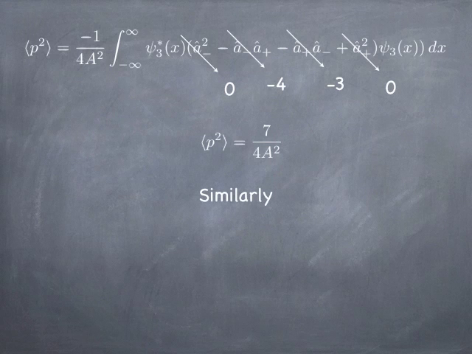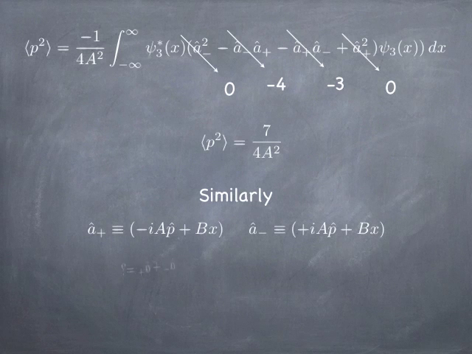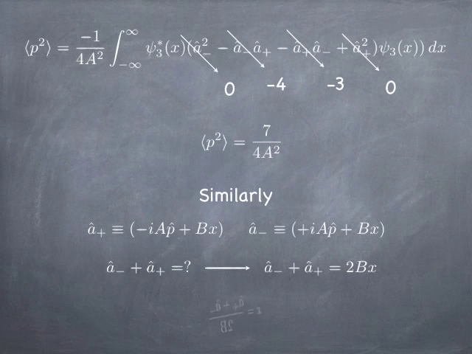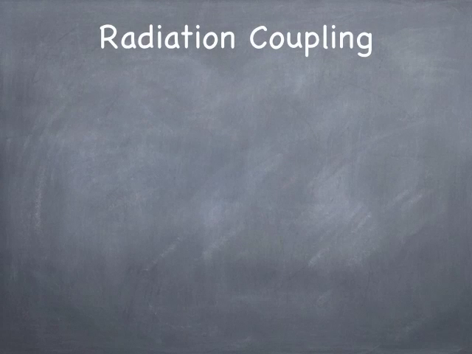So there's another thing you can do. You can rewrite x as a superposition of a plus and a minus. What is a plus plus a minus? Well, it's 2bx. That means x is a plus a minus over 2b. And I can use that to calculate expectation values of x, which is also very difficult to do using the explicit algebraic formulation of the wave function.